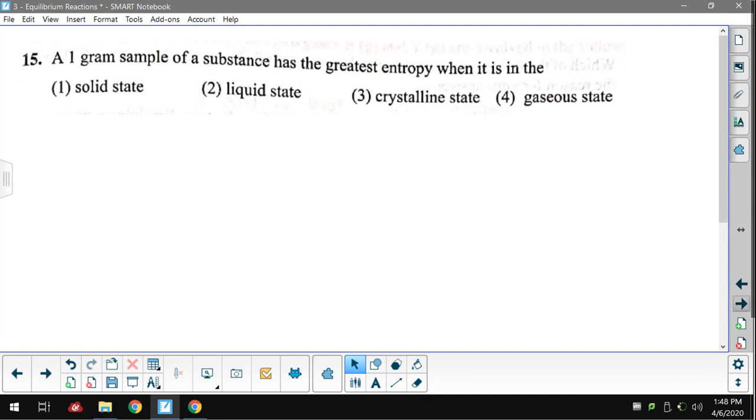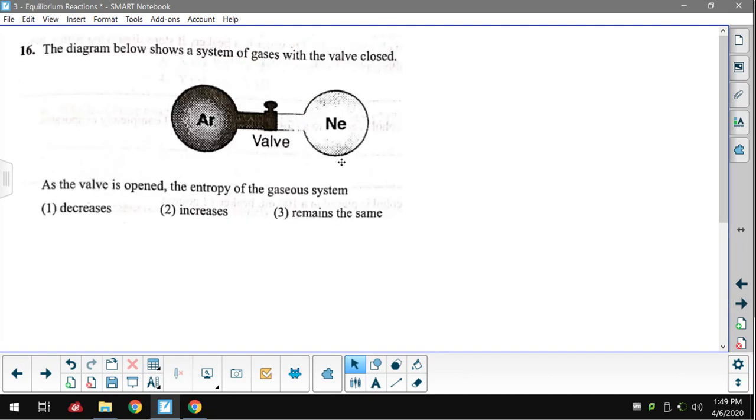15, it says a gram sample has the greatest entropy when it's in the gaseous state. Gases have more entropy than solids, liquids, and crystalline. And this last question here. Right now at the beginning, there's argon on this side, neon on this side. You open the valve. They're all going to be mixed up. Mixed up means more entropy.